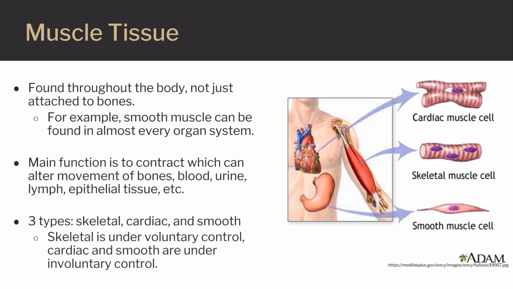Some differences among the muscle tissues include how skeletal muscle tissue is under voluntary control, while cardiac and smooth muscle are under involuntary control.